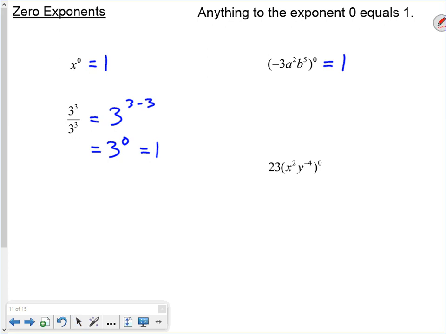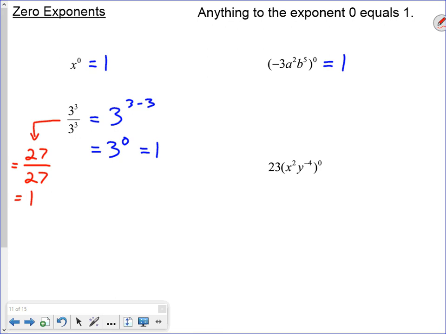Because if I were to do this a different way, and I were to put 3 to the 3 into my calculator, I would get 27 in the numerator, I would get 27 in the denominator, and I know that anything divided by itself is just equal to 1. Okay, so this is why anything to the exponent 0 kind of has to be equal to 1. It's like we're dividing it by itself.